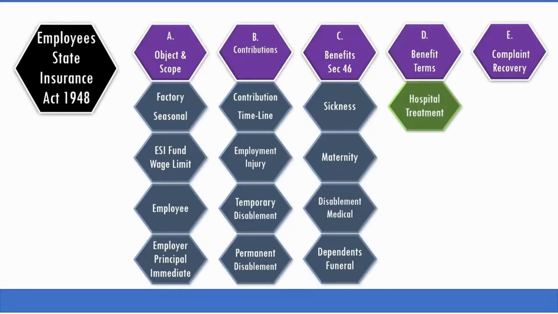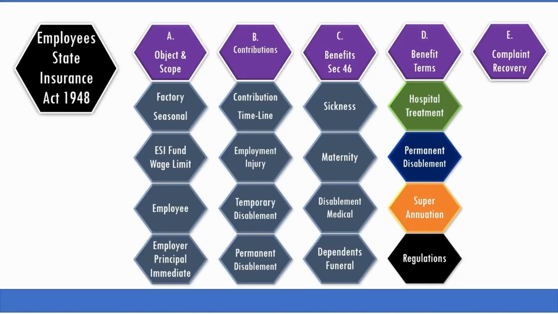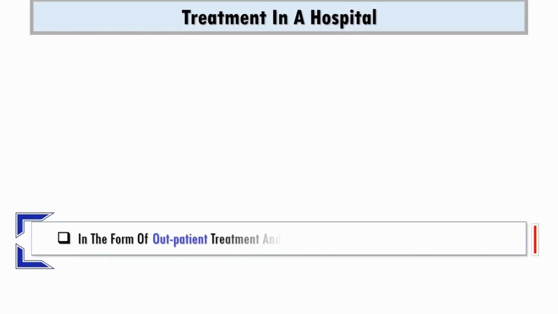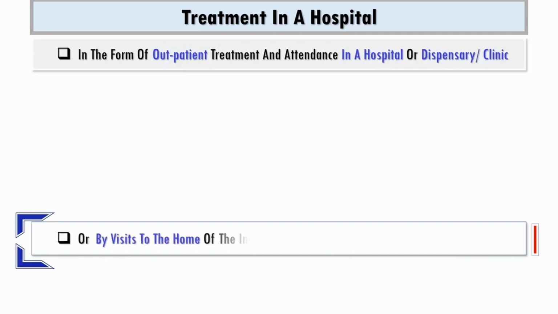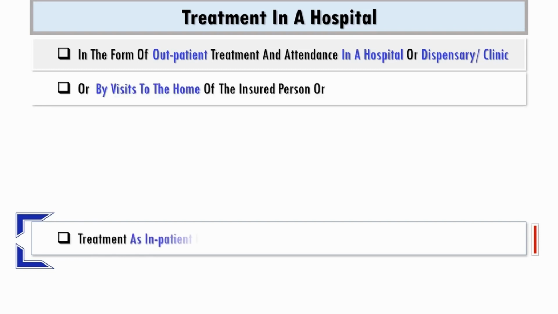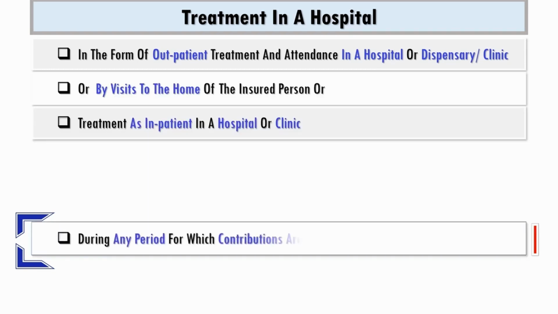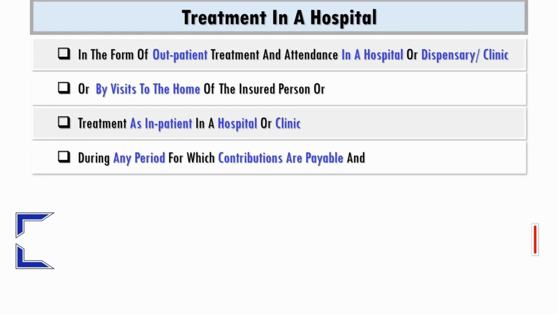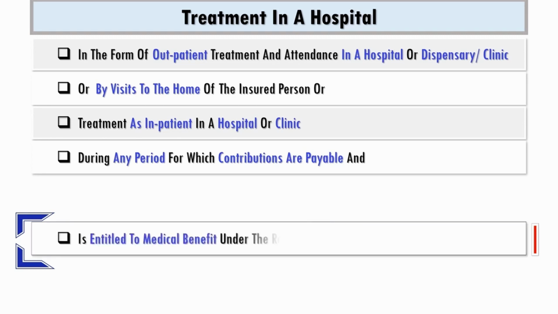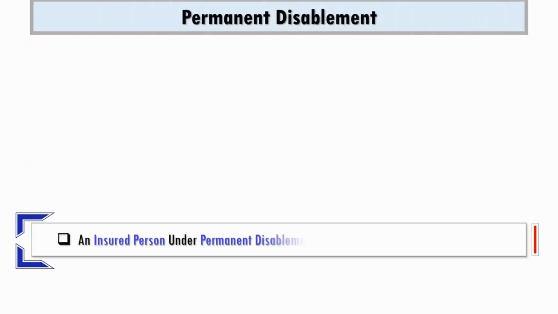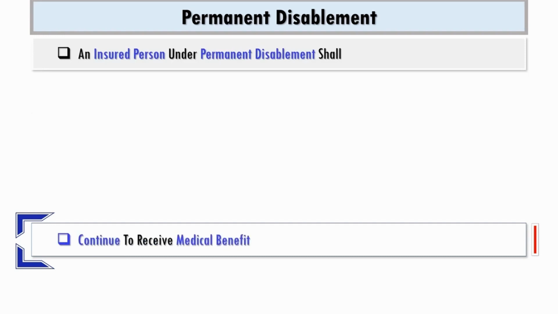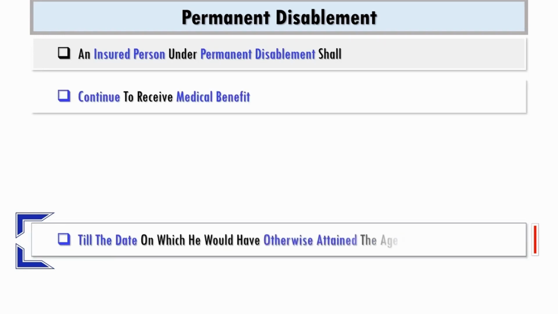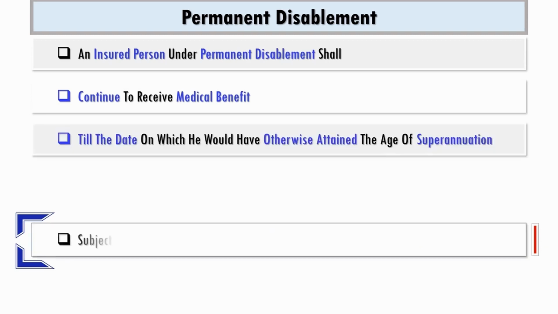Certain benefit terms pertaining to hospital treatment, permanent disablement, superannuation, and other regulations. Three types of treatment are available to an insured person: as an outpatient, or by visits to the home of an insured person, or as an inpatient. The only condition is that during the period, contributions are required to be payable and the insured person must be entitled to medical benefit as per regulations. In respect of an insured person who is under permanent disablement, the medical benefit will continue till such time he would have otherwise attained the age of superannuation. The only requirement is the payment of contribution must continue during the period.